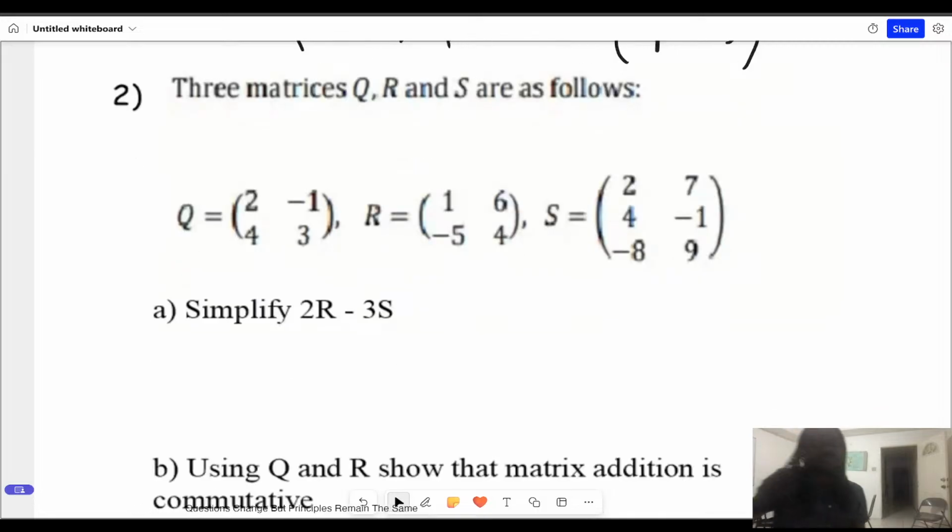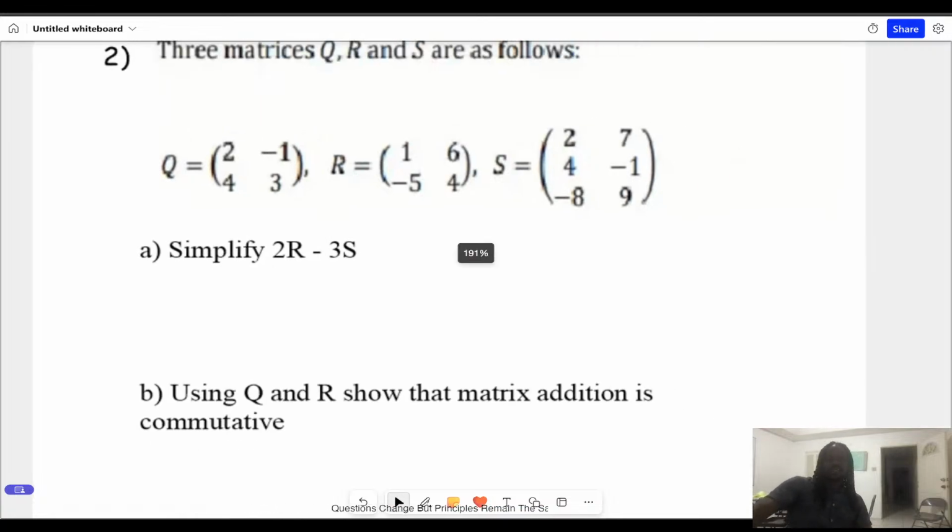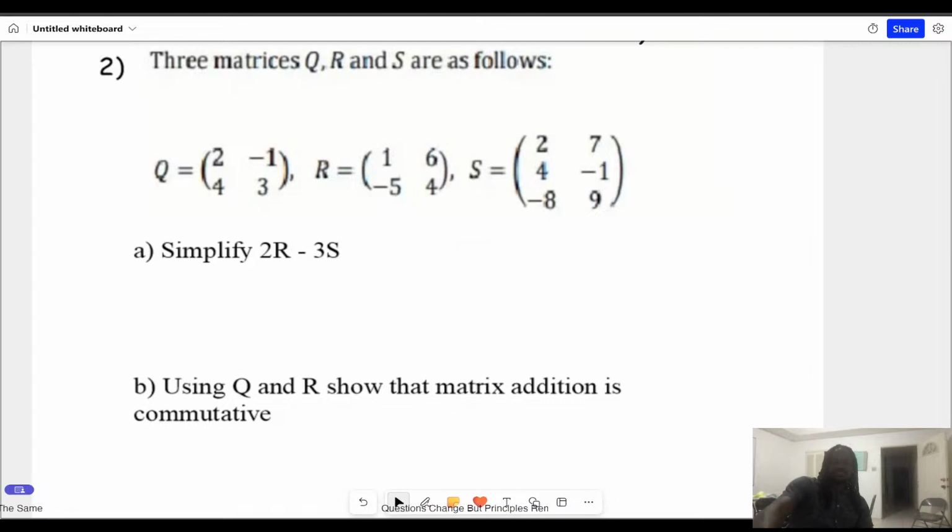Next one. And again, an actual past paper question. Three matrices Q, R, and S are as follows. We have Q: 2, -1, 4, 3. We have R: 1, 6, -5, 4. We have S: 2, 7, 4, -1, -8, 9. And when you're calling your matrices, remember you do it row by row. So 2, 7, 4, -1, -8, 9.